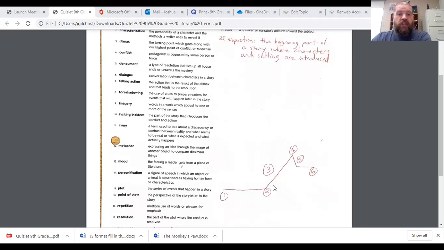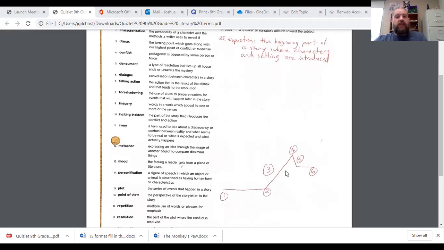2 is where it starts to get exciting. It starts to hook and change direction a little bit. And that is actually number 10 on your study guide here, the inciting incident, which can also be called the narrative hook. It's the part of the story where the conflict and action gets introduced, and you want to keep reading, hopefully. Okay.